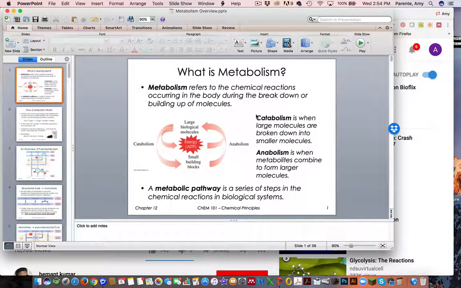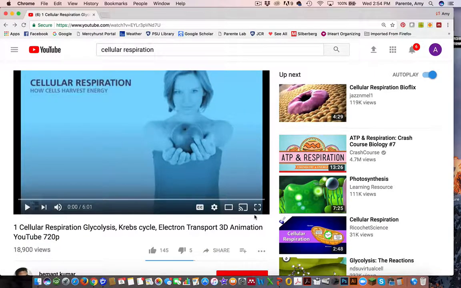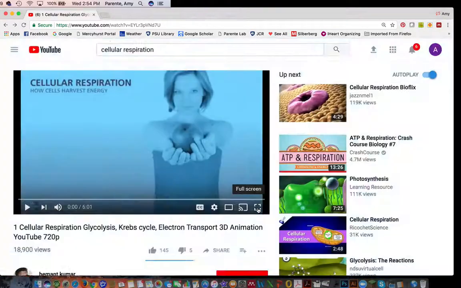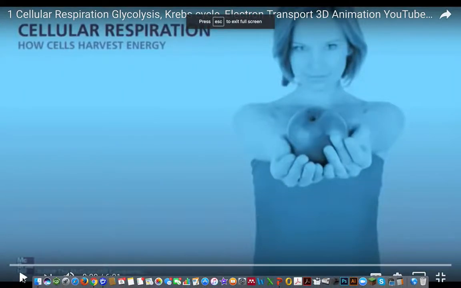So that's kind of the overview in terms of the slides that I have for metabolism. I just want to show you one last thing. I'm going to show you a little video that we have here that is available. If you just go to YouTube and Google cellular respiration, you'll find this one. So I'm going to play it. I may stop it from time to time to refer back to different things that we have talked about in this lecture thus far.